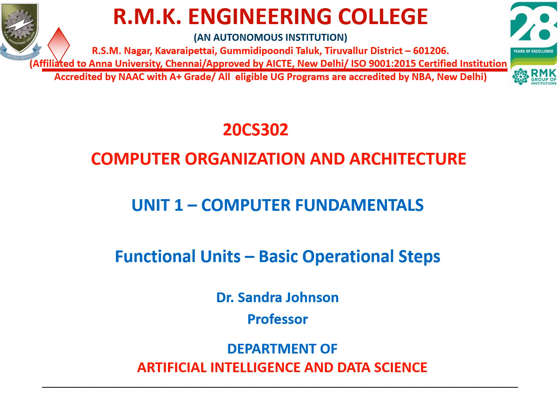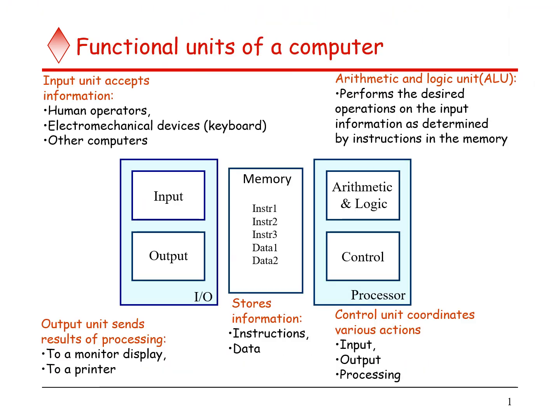Hello everyone. In this session, we will be discussing the basic functional units and basic operational steps in computer organization and architecture. So, the functional units of a computer are input, output, memory, arithmetic and logic unit, and control unit. So, the processor consists of arithmetic logic unit and control unit. So we will see the functionalities of these components.